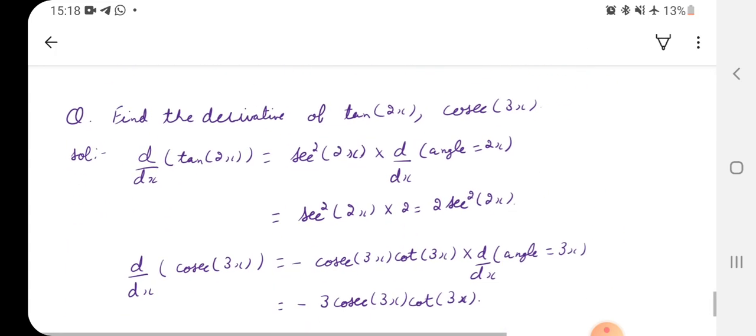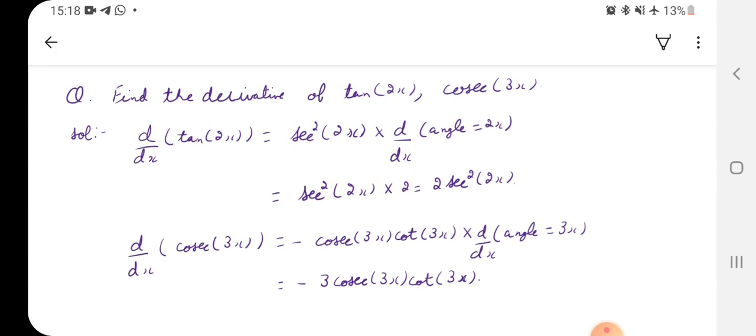Let us see the last example, which says find the derivative of tan 2x and cosecant 3x, right? So now the derivative of tan 2x. Tan will be changed to secant square. So tan's derivative is secant square. So the tan 2x derivative will be secant square 2x into the derivative of the angle. The angle is 2x, right? So the derivative of 2x will be 2. So secant square 2x into 2 will become 2 secant square 2x.